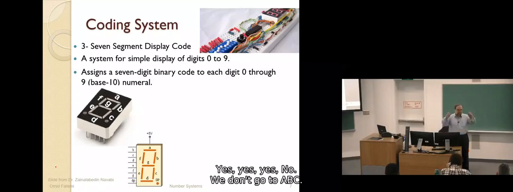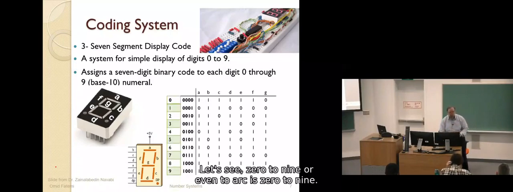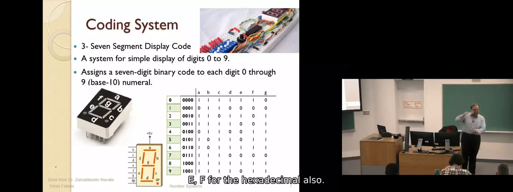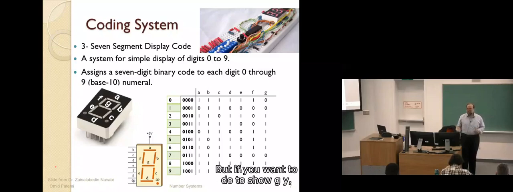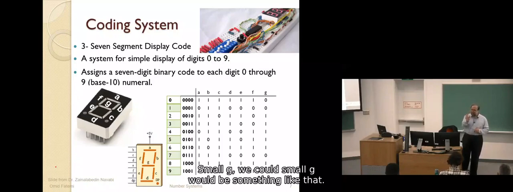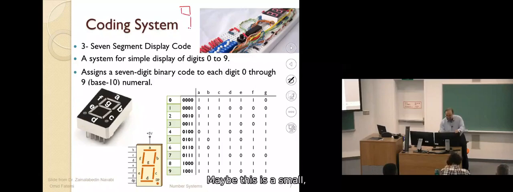No, we don't go to ABC. You could do that also, but we just use 0 to 9, okay? Let's see 0 to 9, or even we could go to A, B, C, D, E, F for the hexadecimal also. But if you want to show G, how do you represent G with 7 segments? I don't know. For a small g, we could. A small g would be something like that. Maybe this is a small g, but for big G, I don't know. I am not going to think about this right now.